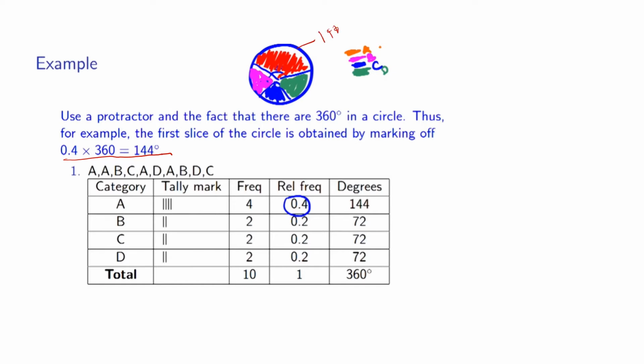No, we should not write 144. We should write 0.4 for A. See here: category, frequency, relative frequency, and here, degrees for pie.